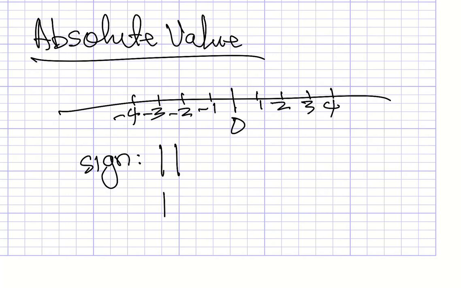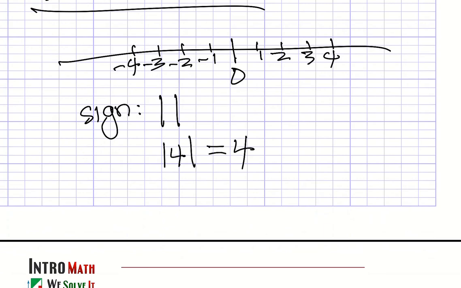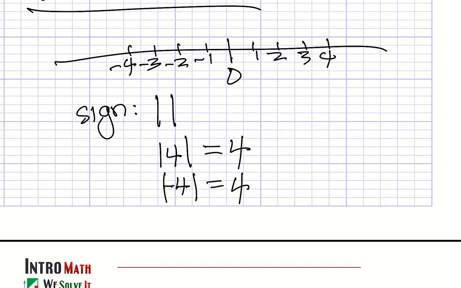Example, absolute value of 4 is 4, because it's the distance from 0 to 4. The same thing, absolute value of minus 4 is always 4, because it's always positive, right? So it's just distance from here to here, distance from here to here, and the distance is always positive.